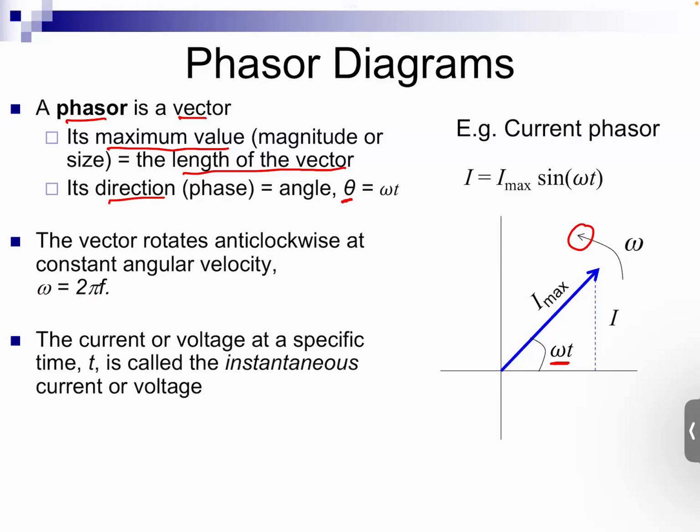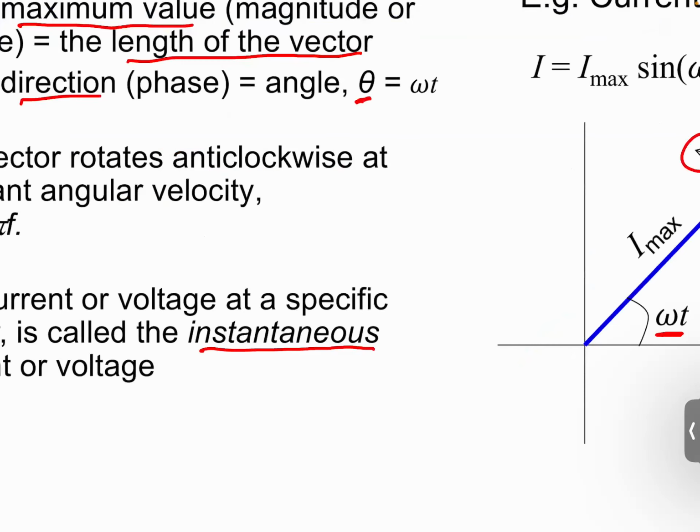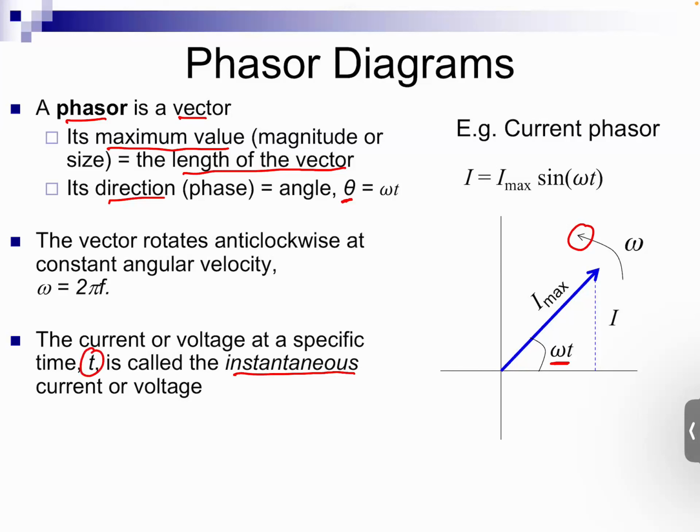If we want to find the instantaneous current and voltage, instantaneous, again, is the specific current or voltage at a particular time t, then the instantaneous current in this phasor diagram is this current here.